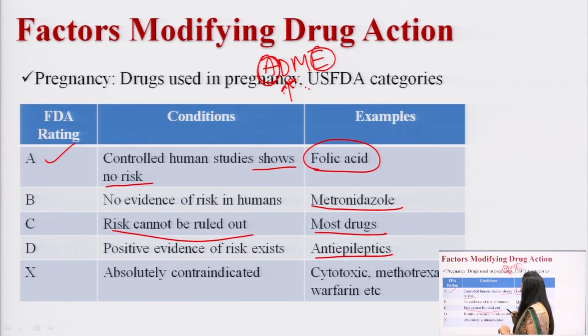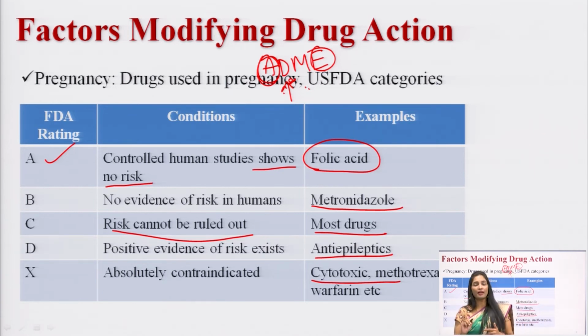And next one, anti-epileptic drugs, have positive evidence of risk. It has been proven that these drugs can cause teratogenic action. So such proven effect drugs have been put in the rating of D. And the last are cytotoxic drugs, methotrexate, warfarin, etc. These are drugs you absolutely should not give to a pregnant woman. Which drugs cause cytotoxic action? Which drugs decrease immunity function? Immunosuppressant drugs like methotrexate, and anticoagulant drugs like warfarin.